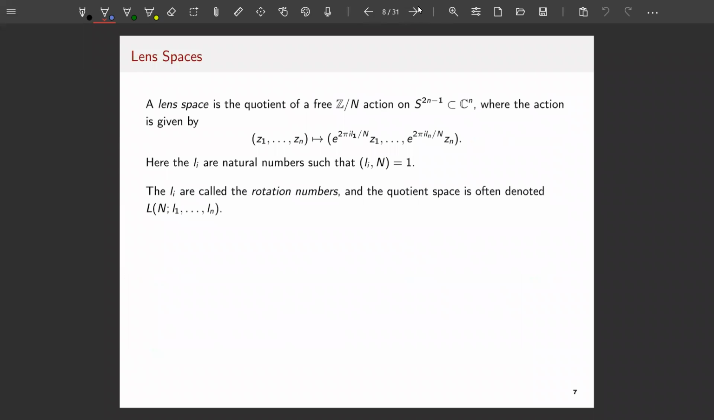A lens space is the quotient of a free Z mod n action. I'm not just taking primes at this point, so n can be any positive integer. A free Z mod n action on an odd dimensional sphere, which we think of as living in complex space. The action is given by these rotations. The way to think about this is we can think of the odd dimensional sphere as being the join of n copies of S^1.